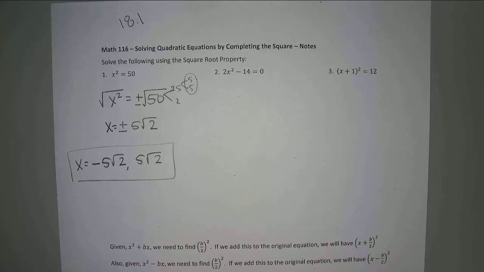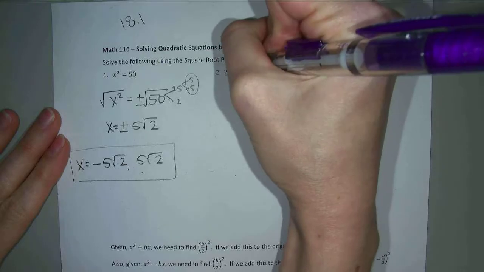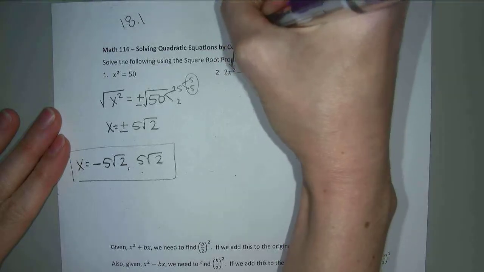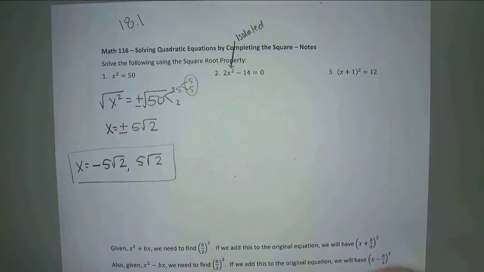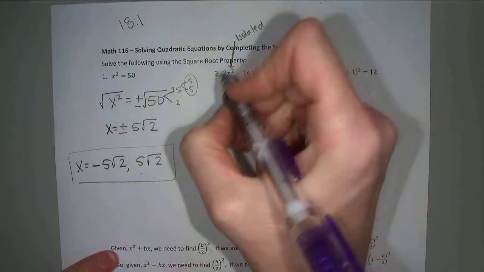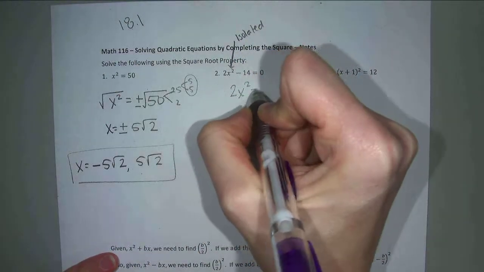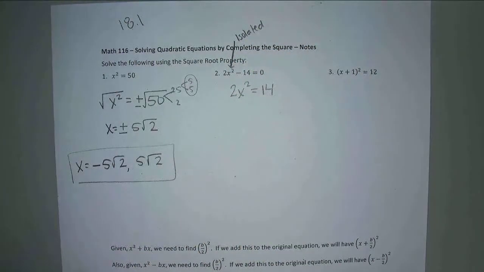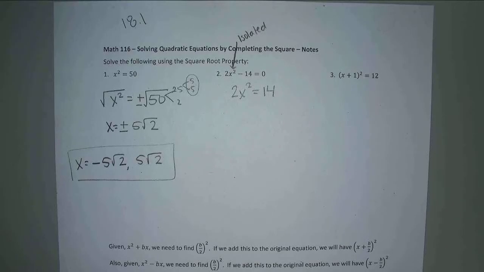All right, number 2, believe it or not, is just like number 1, but we have to get the squared term isolated first. So the x squared needs to be isolated. What's the first move we're going to make? Add the 14 over. So we have 2x squared equals 14. Is that okay? What do I still need to do?